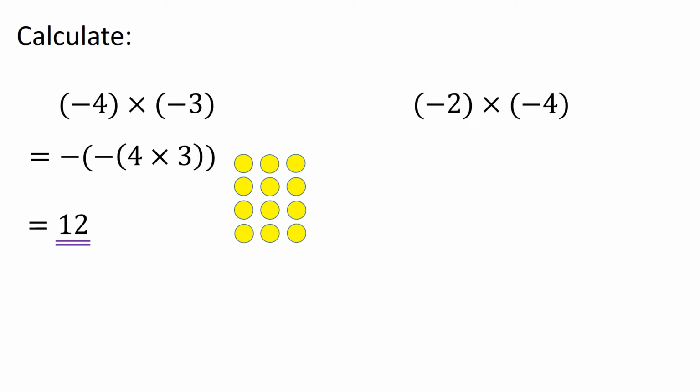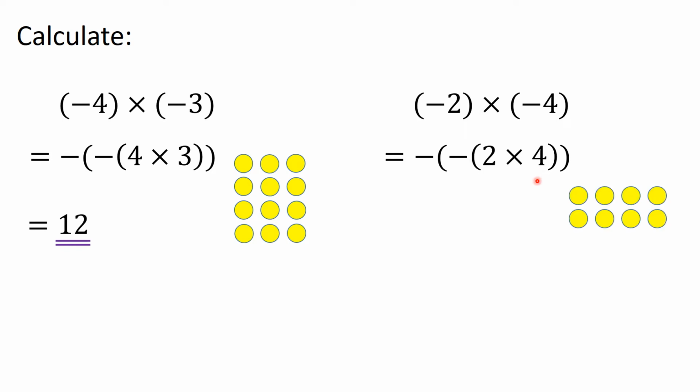Negative 2 times negative 4. Well, that's going to be the same as 2 times 4. We start off with the innermost bracket. 2 times 4, flipped once, flipped twice. So 2 groups of 4 is 8. Flip the 8 to become negative 8. Flip it a second time to become a positive 8 again.